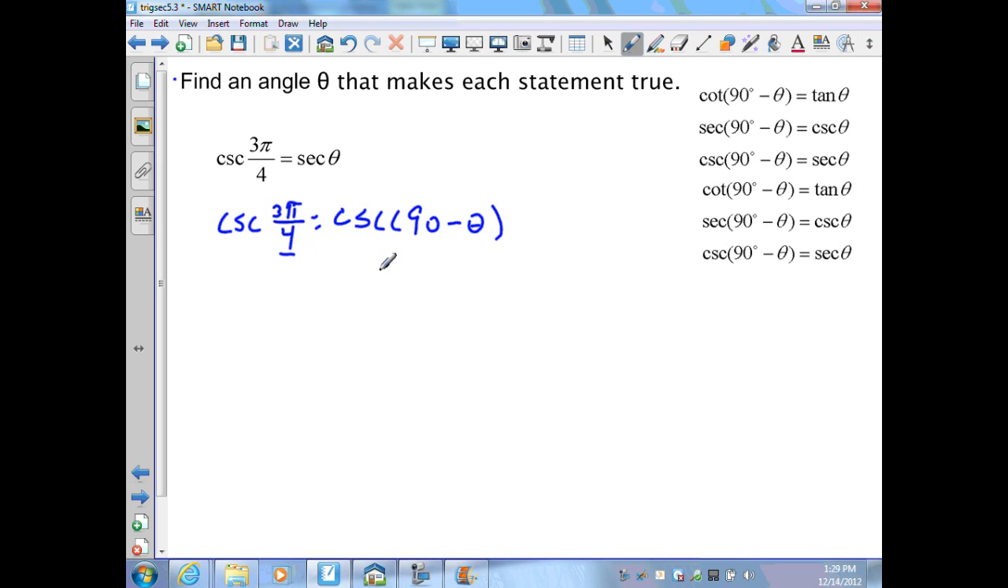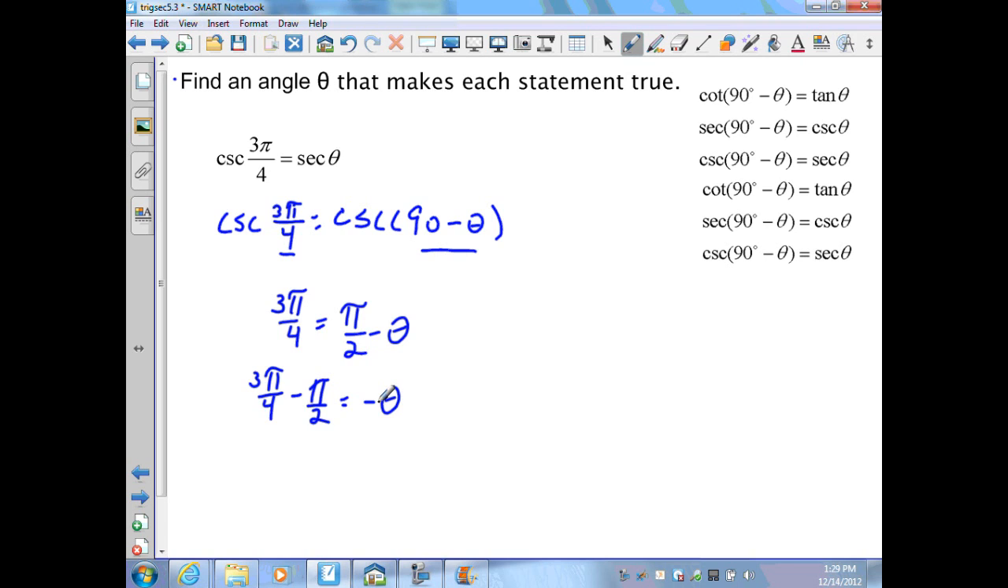Then I know that these two values are equal. So I have 3 pi over 4 equal to, and instead of 90, I'll put pi over 2 minus theta. Subtract pi halves from both sides. That gives me 3 pi over 4 minus pi over 2 equals a negative theta.